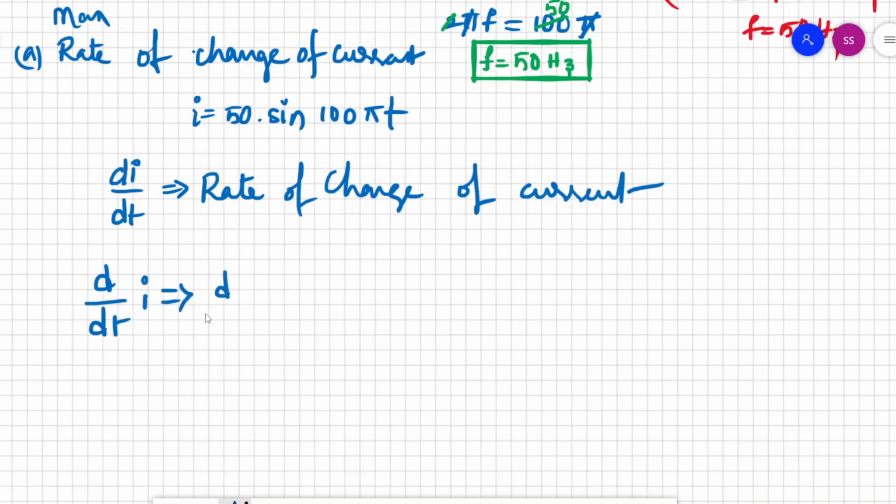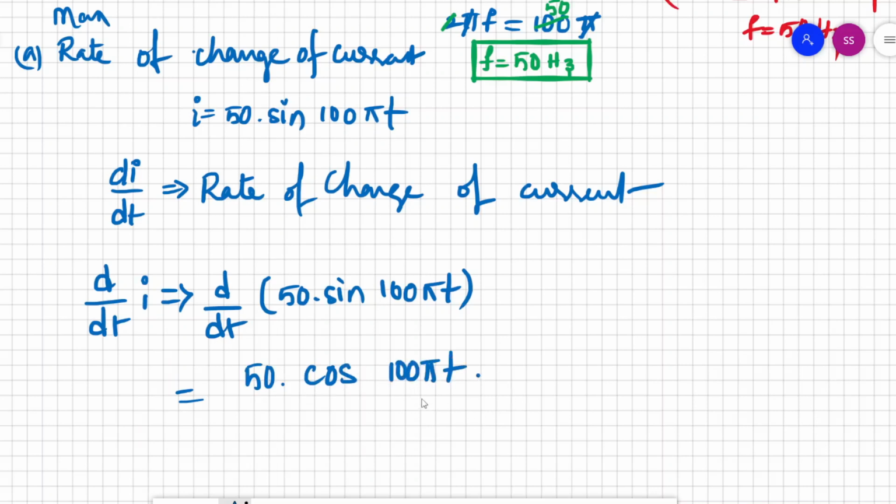So that will be d by dt of the current, that is 50 sine 100 pi t. I am performing differentiation here: 50 is constant, and d by dt of sine will be cos 100 pi t, and the derivative of this angle will be 100 pi, right? So this is di by dt. Let me summarize: that is 5000 pi cos 100 pi t. So this is the rate of change of current.